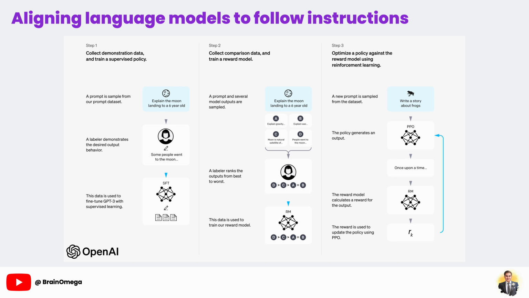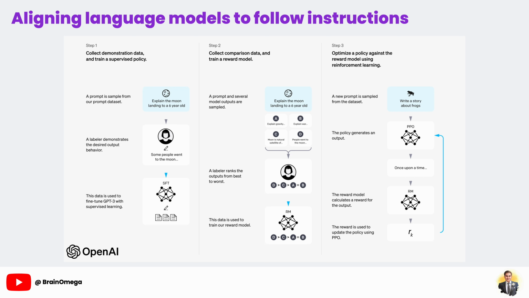We start with a prompt and have our SFT model from step 1 generate several different answers. Here, A, B, C, and D. Let's imagine what these could be. Answer A might be technically correct, but full of jargon about orbital mechanics. Answer B might be factually wrong, saying they flew there in a balloon. Answer C might be simple, accurate, and engaging for a child. Answer D might be a bit too simplistic, leaving out key details.